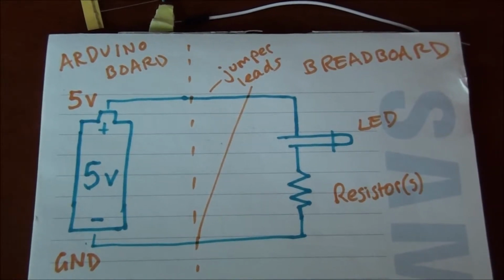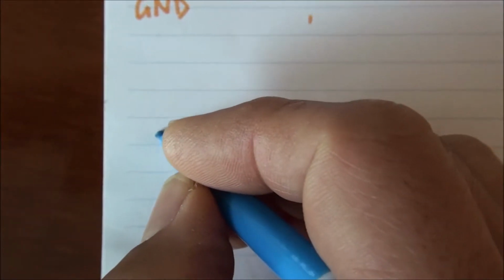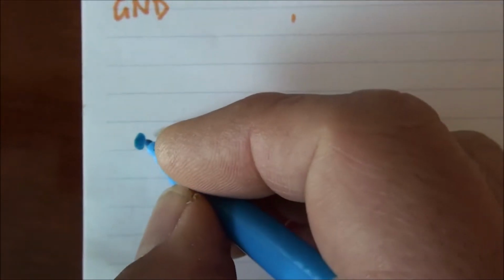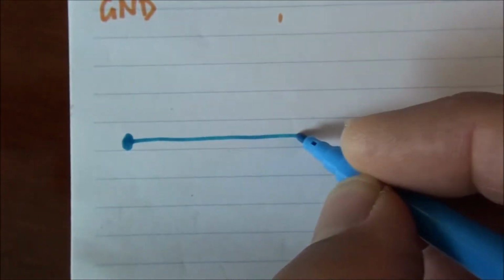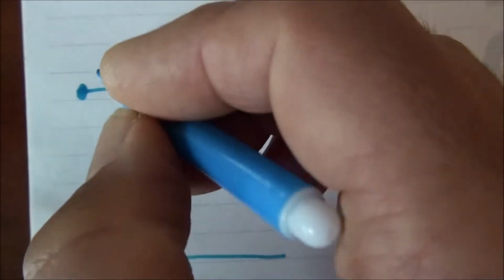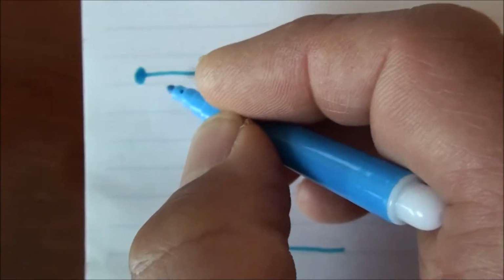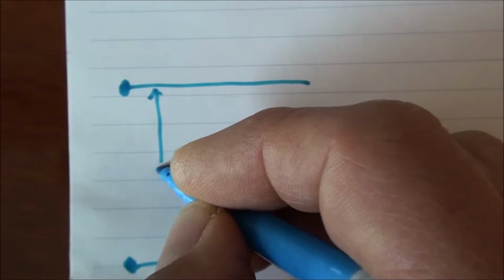Now let's draw this as an electric circuit diagram. So let me start off with this. That can be one end of the circuit on the Arduino board, and we'll draw the other end over here on the Arduino board here. So this will be a 5-volt potential difference from there to there.